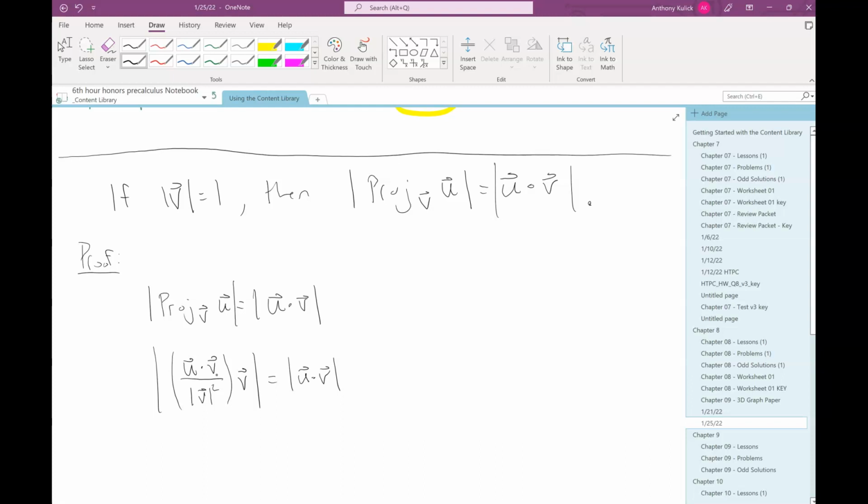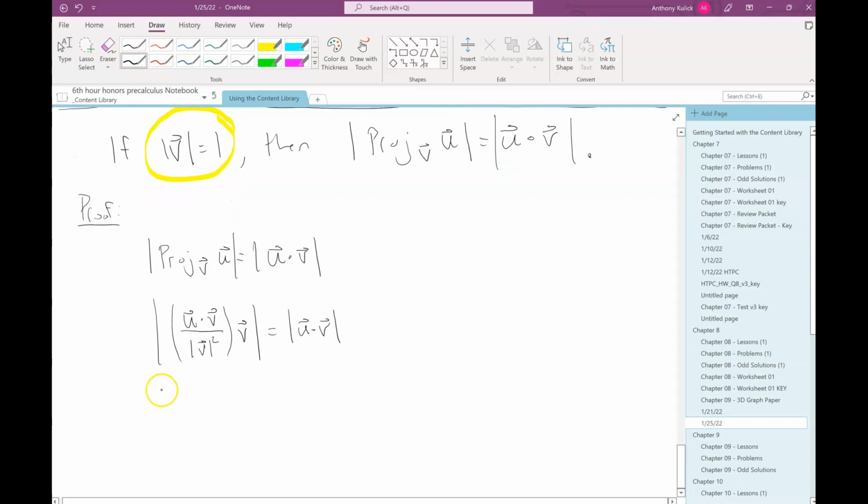Okay, so all I've done is set this up. I replaced the projection with its formula. Notice in the projection formula there is the magnitude of V. In this case, we know the magnitude of V is equal to 1. So this just becomes... everybody's okay there?